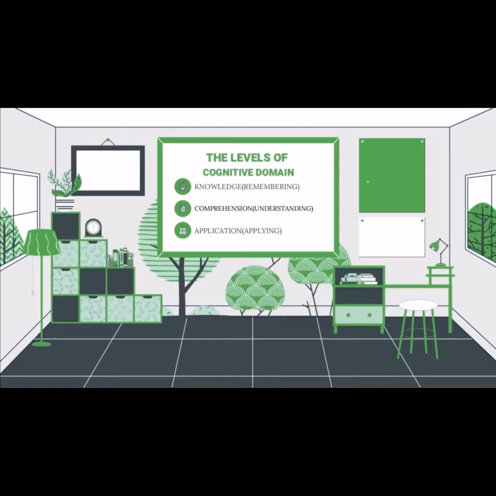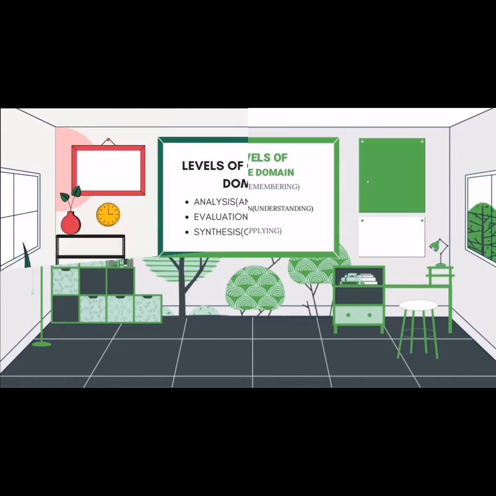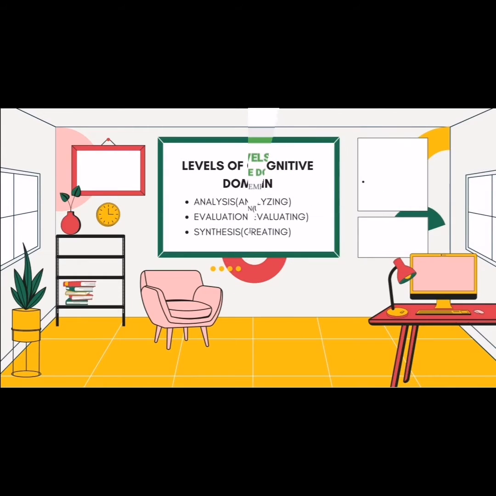The levels of cognitive domain. First is knowledge or remembering. Second is comprehension or understanding. The third is application or applying. The fourth one of the levels of cognitive domain is analysis or analyzing, then evaluation or evaluating, and lastly is synthesis or creating.